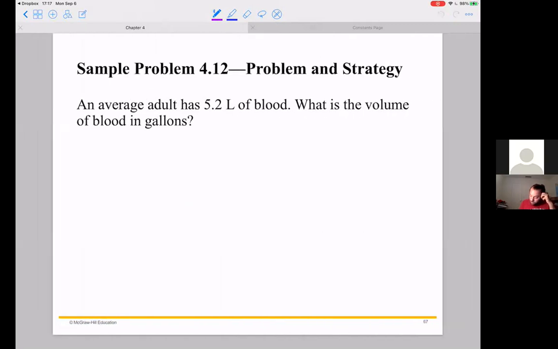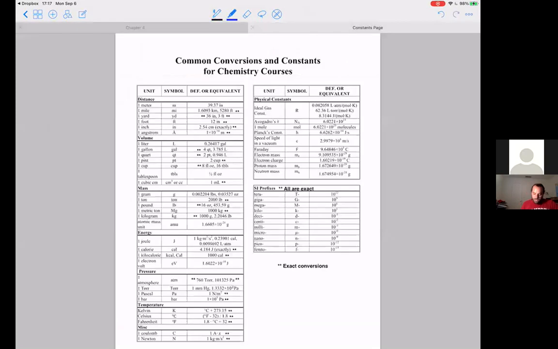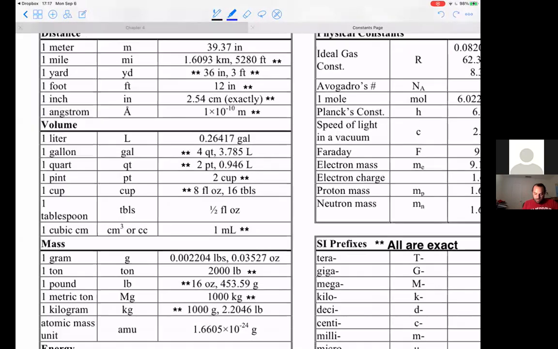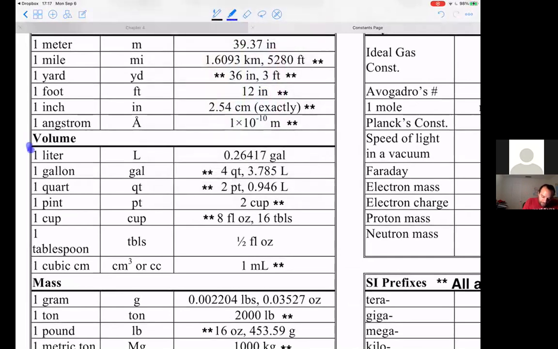All right, so let's do 2 more conversions here. The first is going from 5.2 liters of blood to the volume of blood in gallons, right? So how would this problem look? I have 5.2 liters and I want to go to gallons. Okay, so what am I going to have to do? Where am I going to look? I'm going to go to my constants page. I'm going to go to the volume section. And I see that I have a liter to gallon conversion right here. I also have a gallon to liter conversion here.